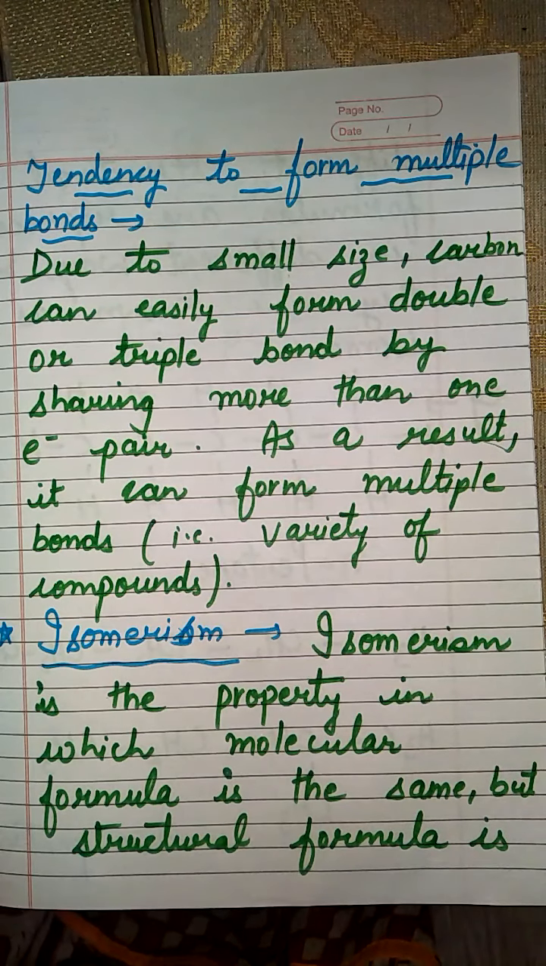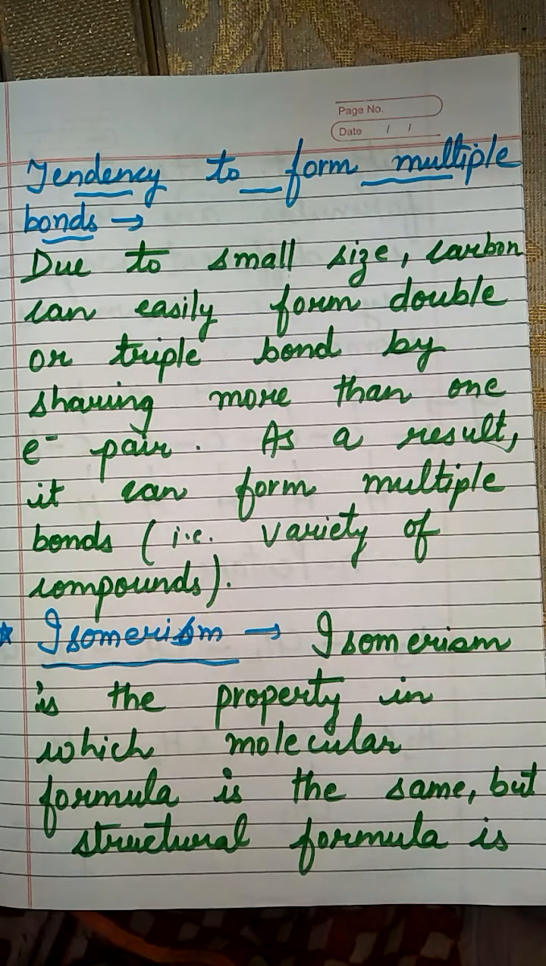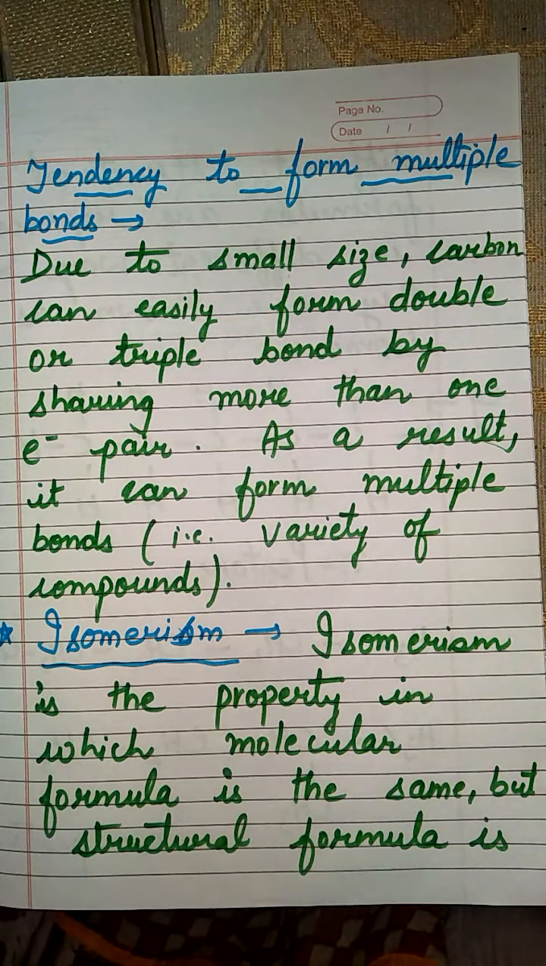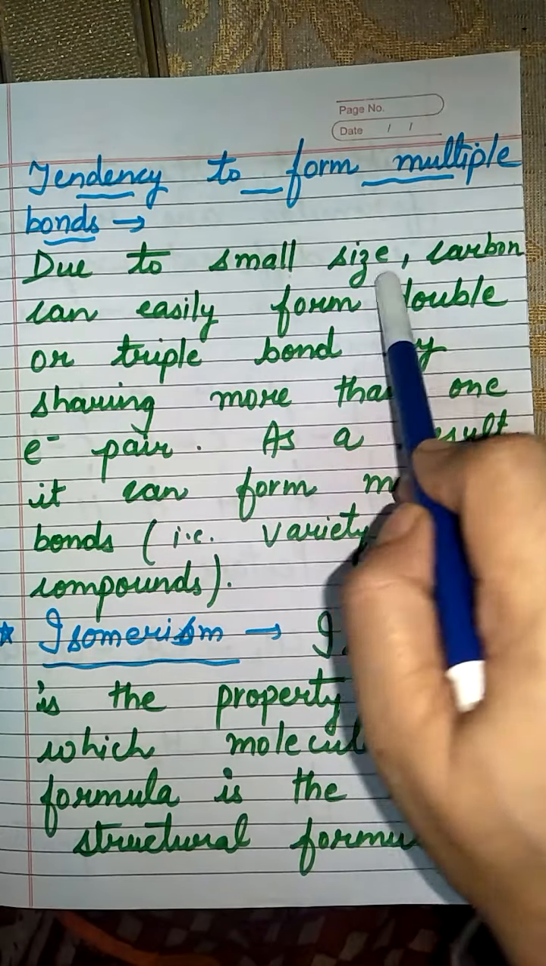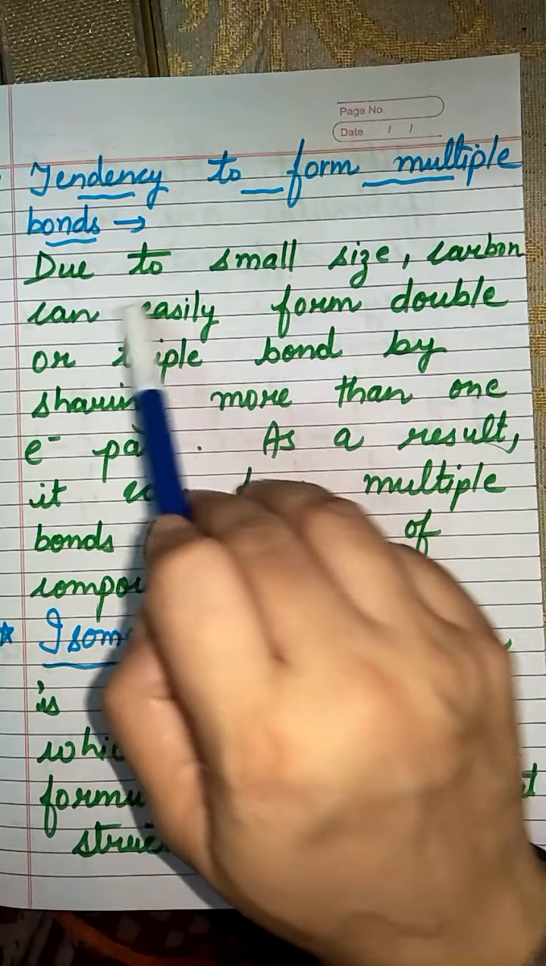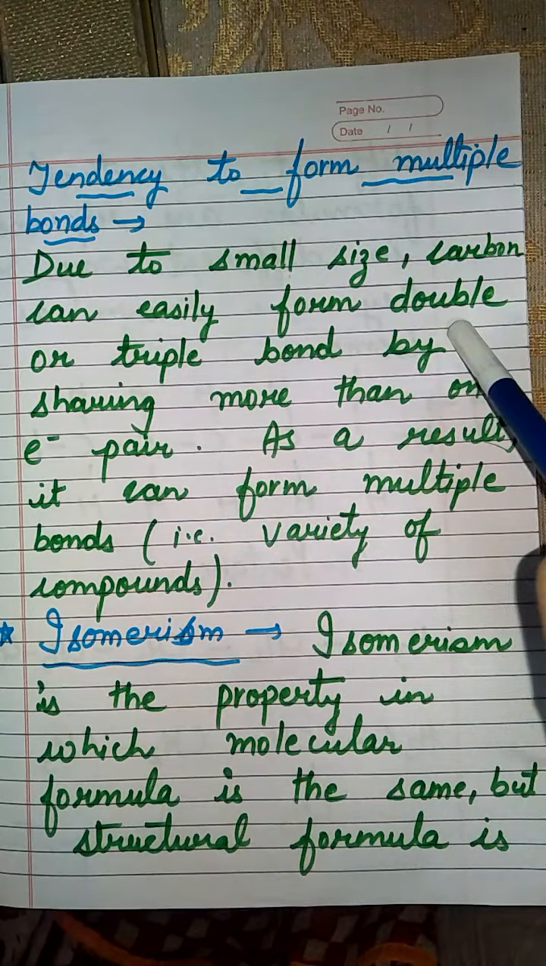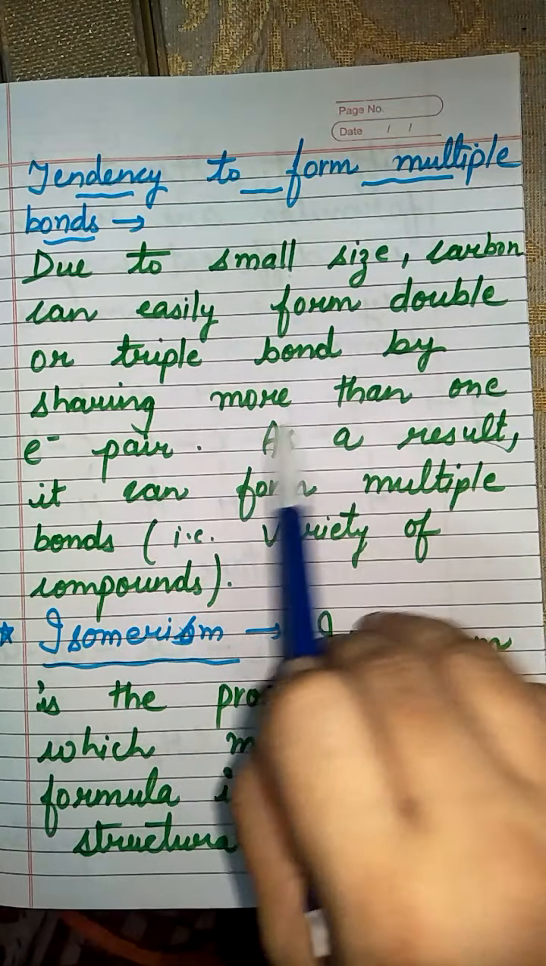How these bonds are going to be formed? This I will be taking in the coming lectures. Fine. So when it has the tendency to form multiple bonds, definitely this multiplicity will increase the number of carbon compounds. Fine. So see, due to small size, carbon can easily form double and triple bonds by sharing more than one electron pair.